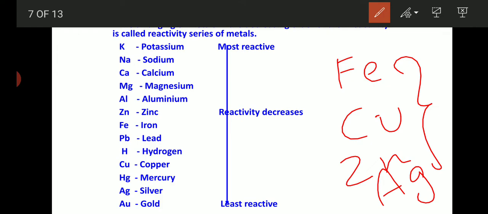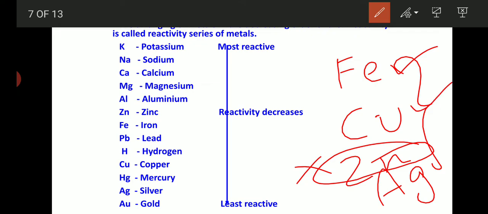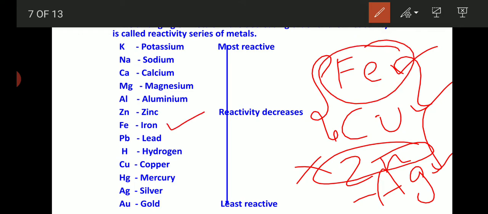But in the zinc sulfate, no reaction at all. So just ignore this zinc sulfate. Now see, iron sulfate, copper sulfate, and silver nitrate. Among these, which is most reactive? It is iron, right? Here iron comes, and then copper, and last is silver. So iron is most reactive.